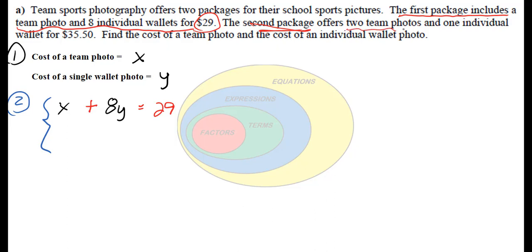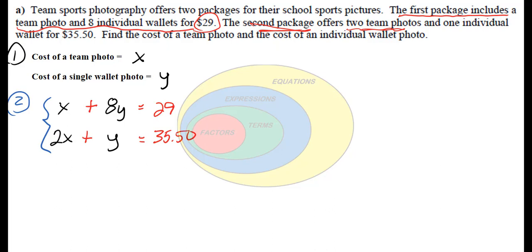The second package gives us the other relationship. There's 2 team photos, and if I add together, that package should be $35.50. So I need to take 2 times X, and 1 wallet, so that'd be just Y, equals 35.50. So here's our setup. It comes from the two packages, so we just need to solve.